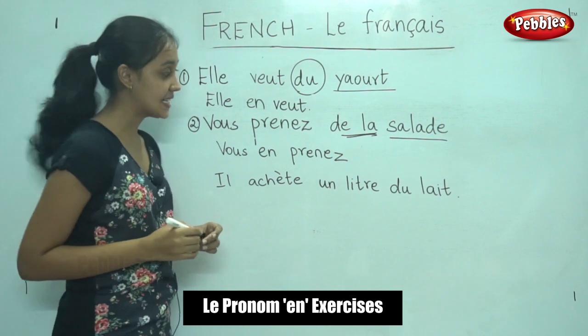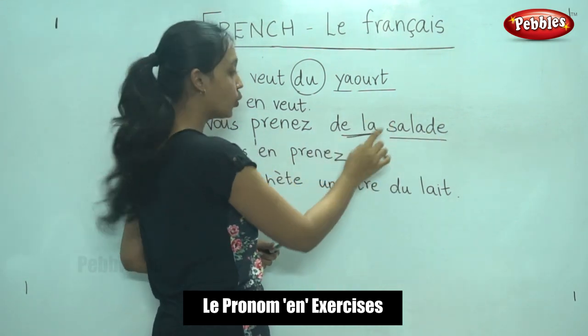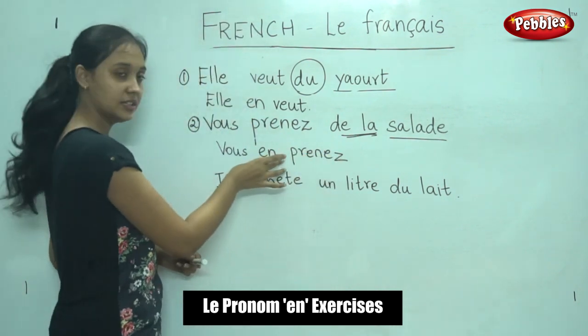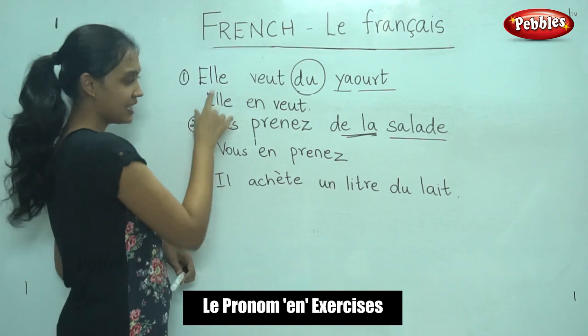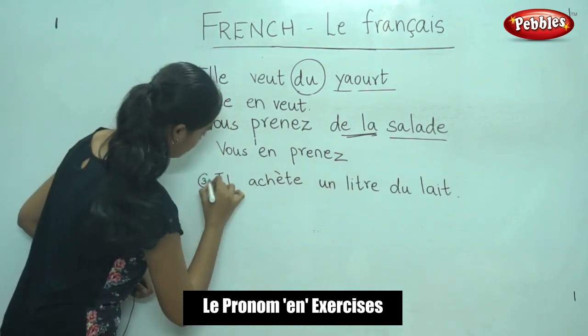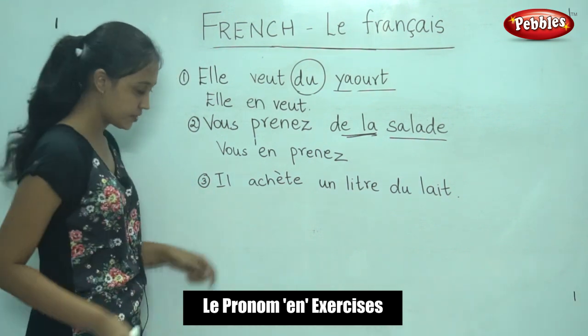What did we do in this sentence? We replaced the noun with en, and we placed en before the verb. So very simple exercise. I think it's the simplest among what we have learned so far. You just have to identify the noun.